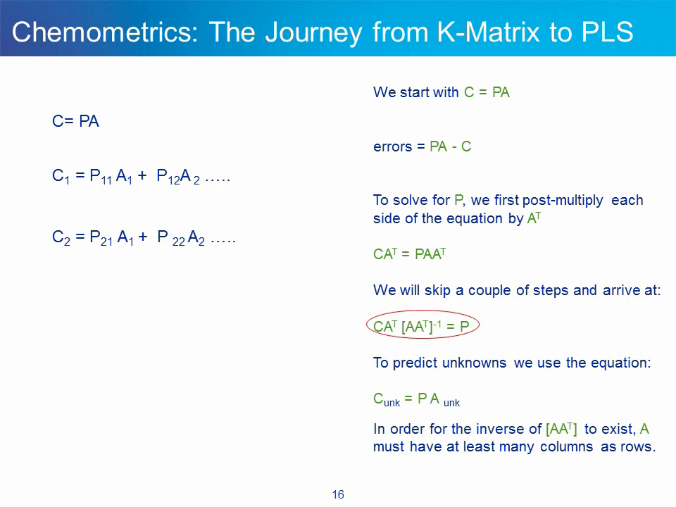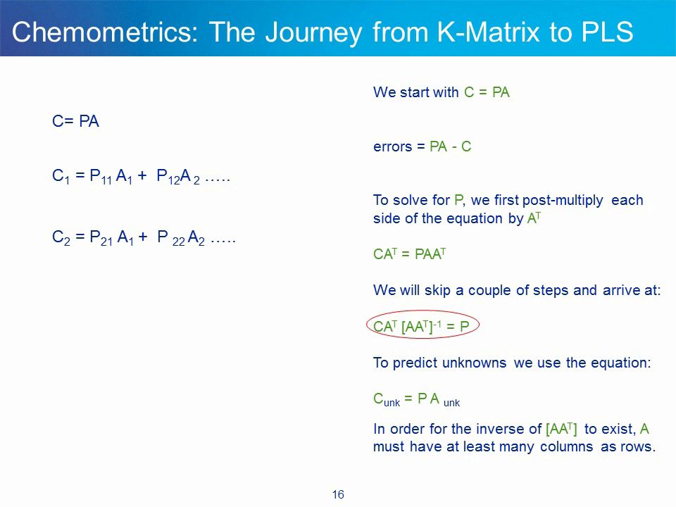In P matrix, a matrix is built using equations that express concentration as a function of absorbances. Beginning with the matrix equation C equals PA, we define the errors to be PA minus C. So when we build a calibration matrix, we will try to minimize this value. To solve for P, we must first multiply both sides of the equation by the transpose of A. And then, skipping some steps, we arrive at the equation circled in red.